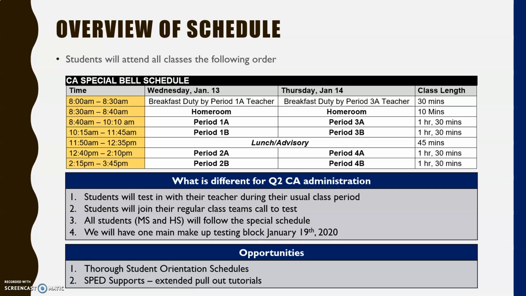So the course flow on January 13th, students will attend their period 1A and B classes, and then period 2A and B. Thursday, they'll engage in their period 3A and B and period 4A and B. This allows for teachers to administer their own test in their own Teams channels with their students, and provides the extended time necessary for extra time and for each portion of the exam to be administered clearly and fairly.